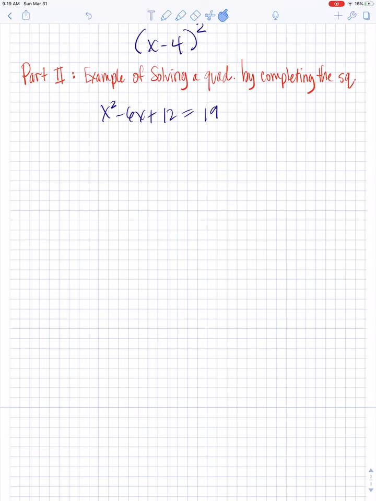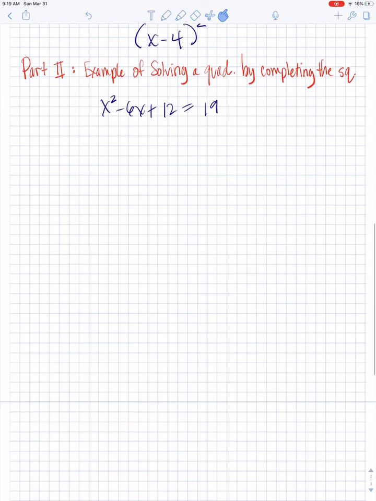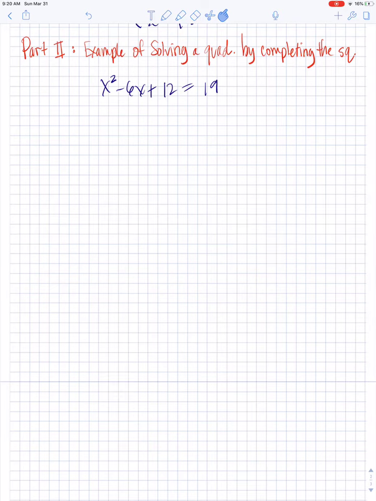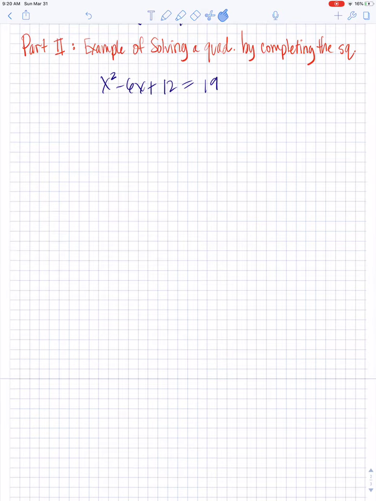Alright guys, let's take a look at part 2 of lesson 9.5. This lesson has to do with solving quadratic equations through completing the square. And in the previous video we talked about the relationship between b and c in a perfect square trinomial, provided that the leading coefficient is 1. So here's an example of a quadratic equation that we're going to solve using this process.